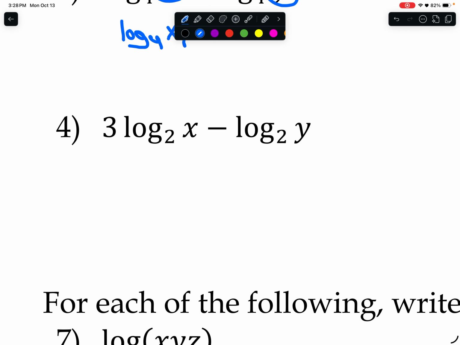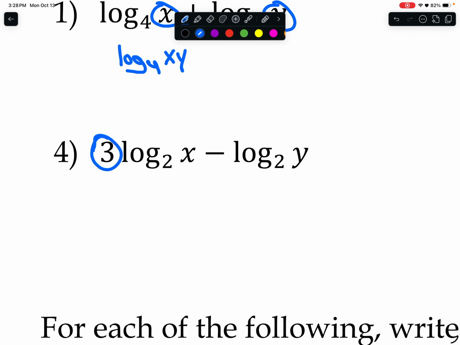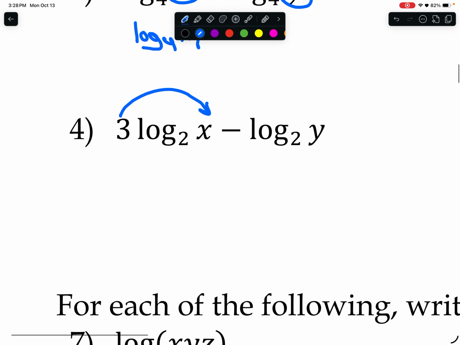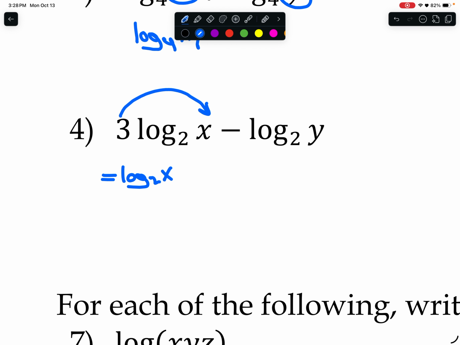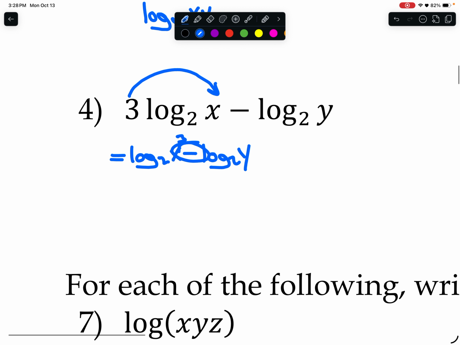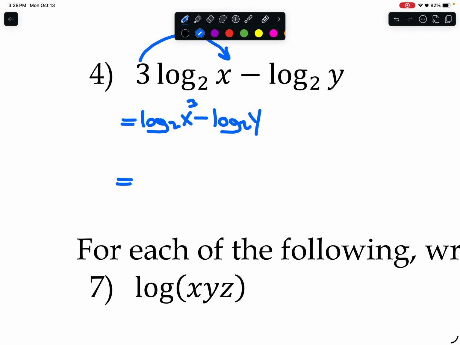Now look at number 4. I have a coefficient, and with coefficients, these are going to become exponents. So I'm going to rewrite this as log base 2 of x cubed minus log base 2 of y. And then because I'm subtracting these values, I'm going to rewrite them as division. So in a single log, I'd have log base 2 of x cubed over y.